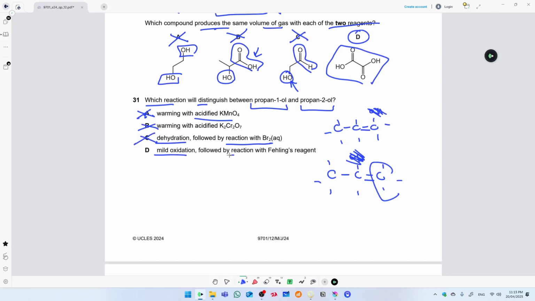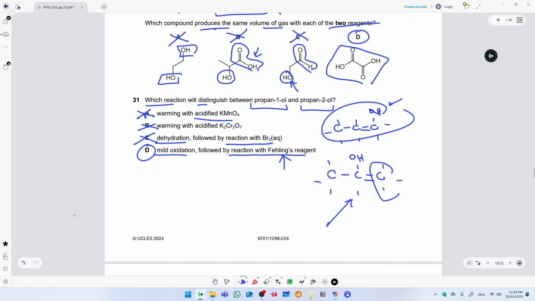Mild oxidation followed by reaction with Fehling's reagent, yes, because when you oxidize this, it forms an aldehyde, but if you oxidize this, it forms a ketone, and only aldehydes get oxidized. So only aldehydes react with Fehling's to produce a red precipitate. So D is the answer.